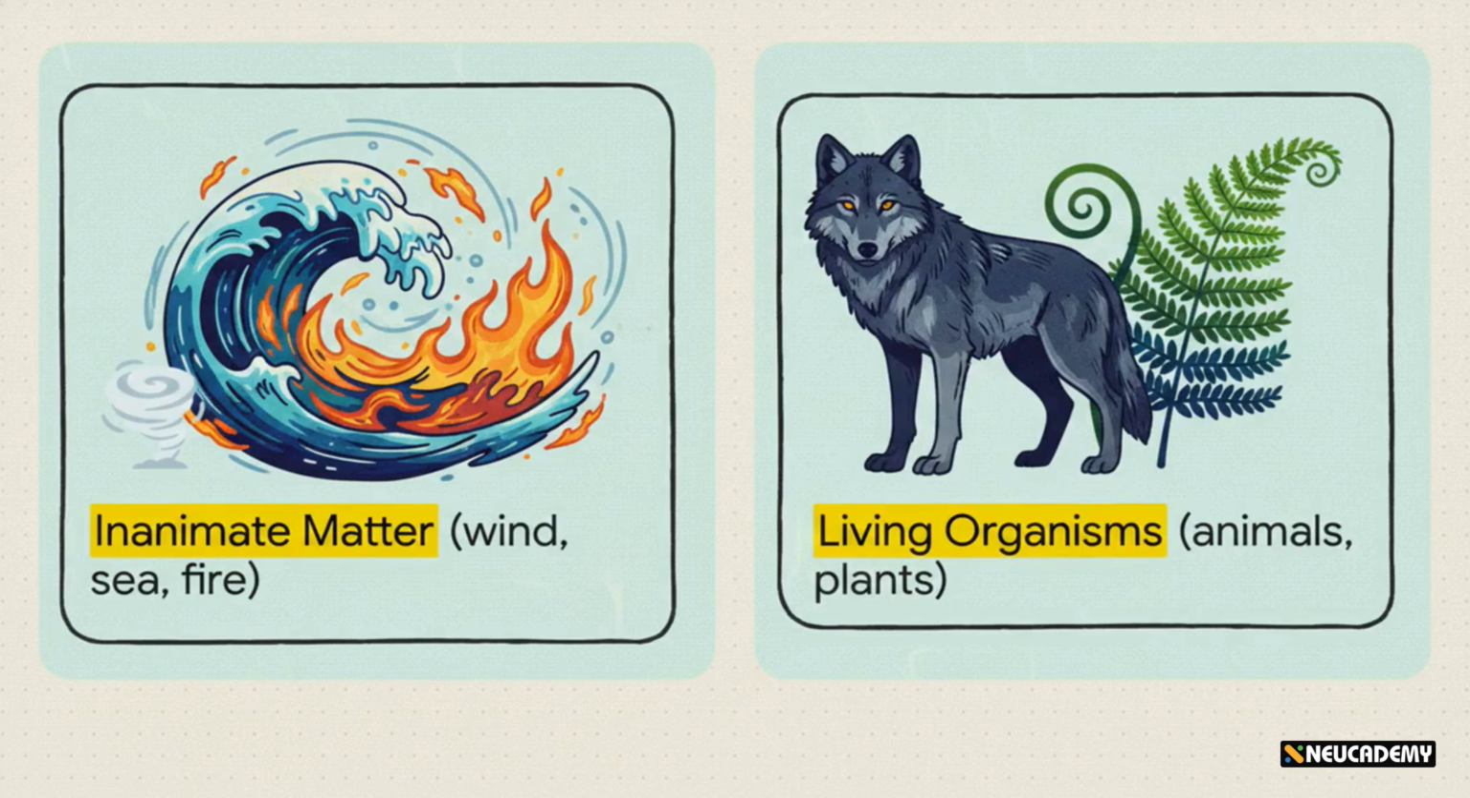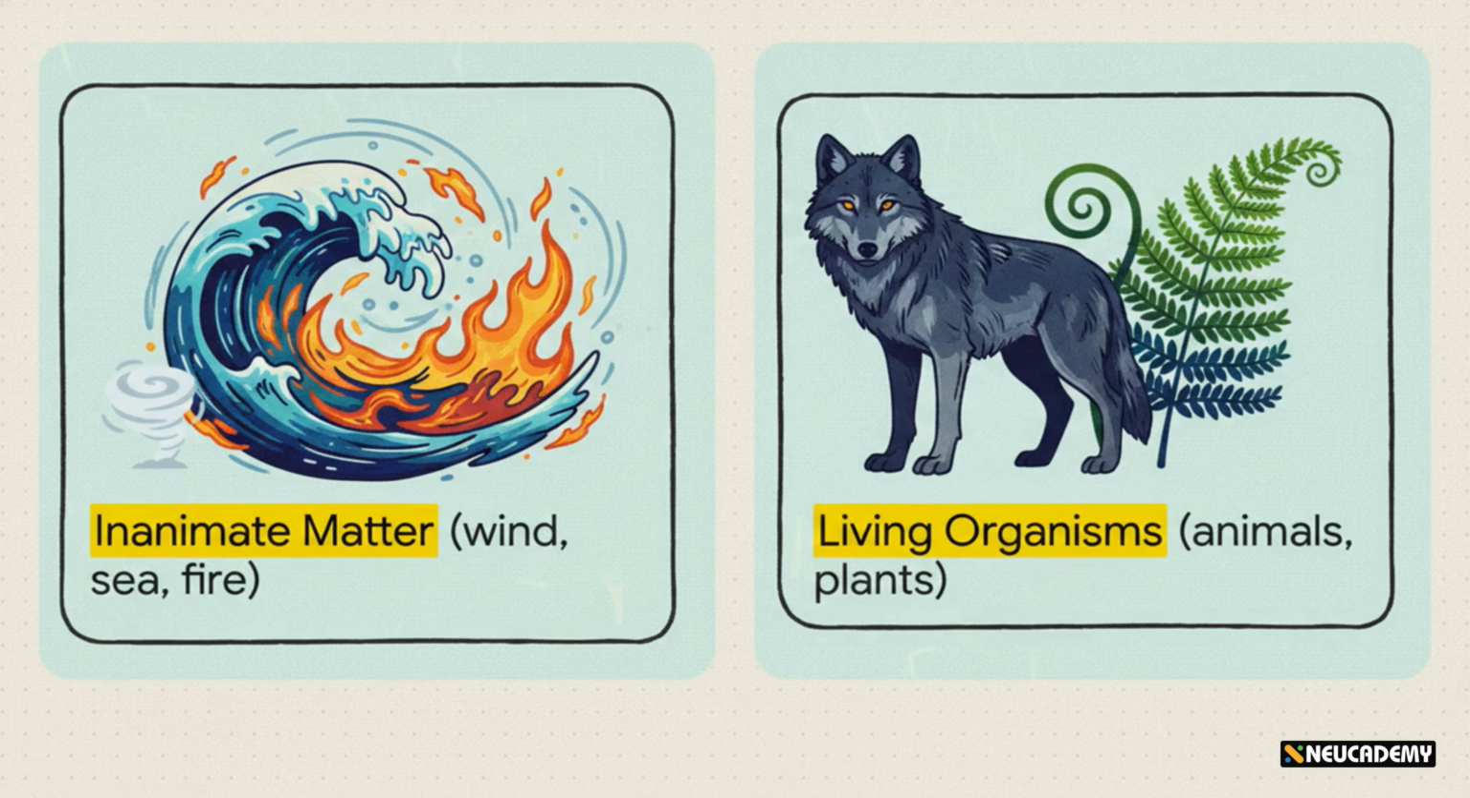Now, let's look at how this builds historically, because, well, our ancestors certainly didn't start out as biologists. Imagine being an early human for a second. As our source notes, early man could easily perceive the basic difference between inanimate matter, things like the howling wind, the crashing sea, the blazing fire, and living organisms like the animals they hunted or the plants they foraged. That distinction was pretty obvious.